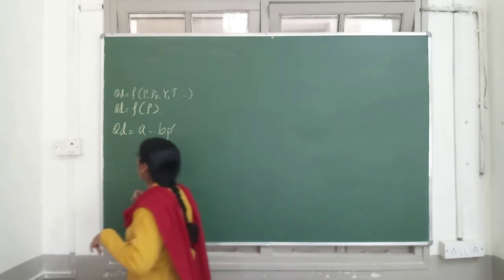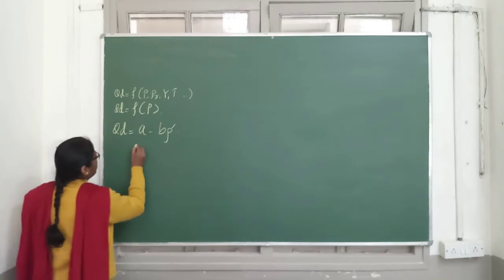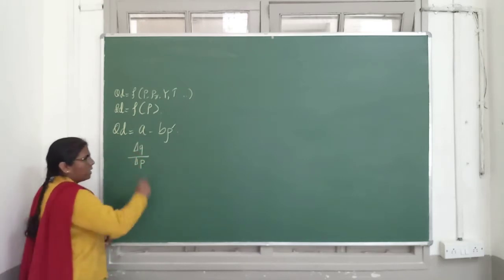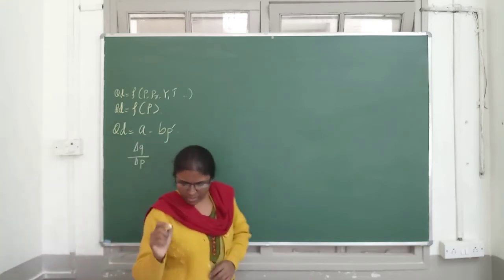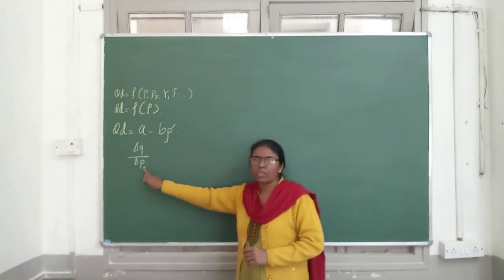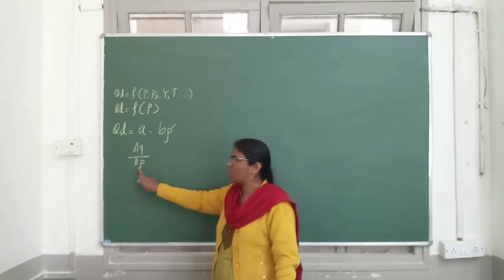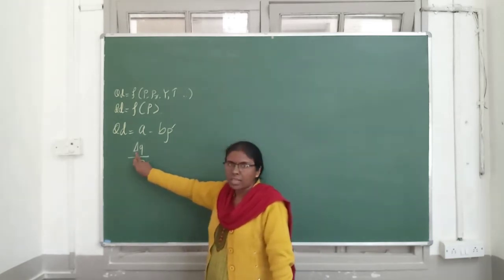Then the negative slope is calculated with the help of delta Q divided by delta P, change in quantity demanded divided by change in the price of the commodity. Change in quantity demanded and change in price. What does this delta represent here?